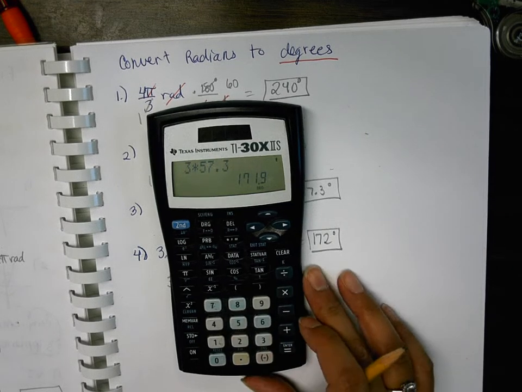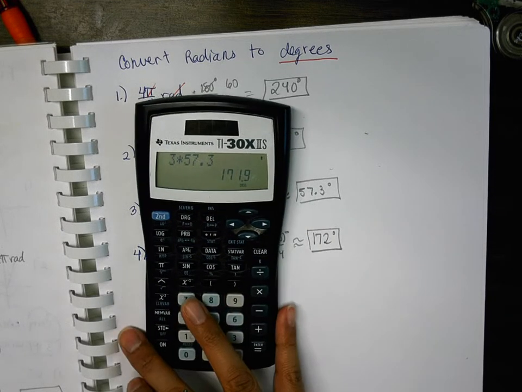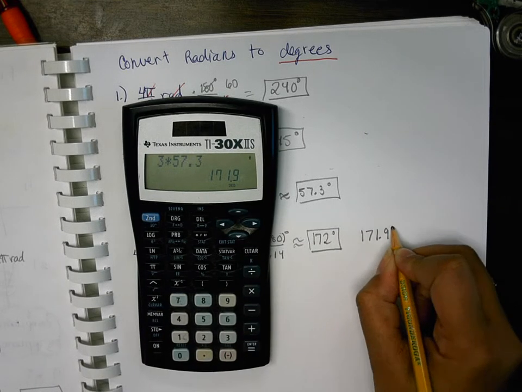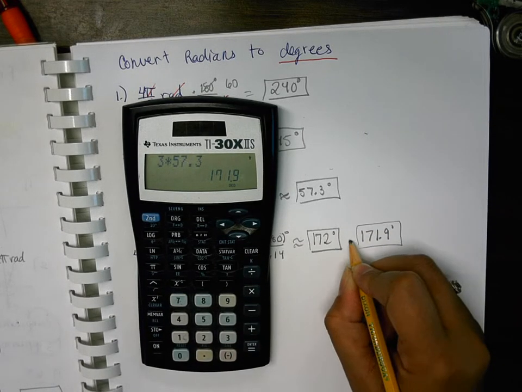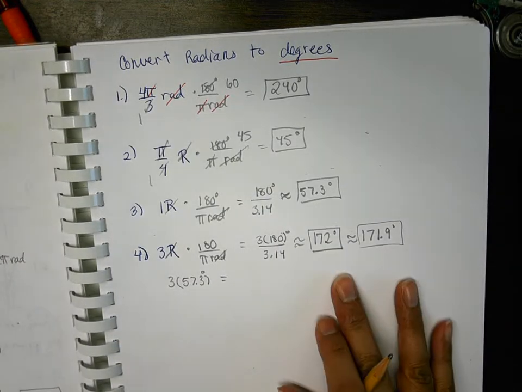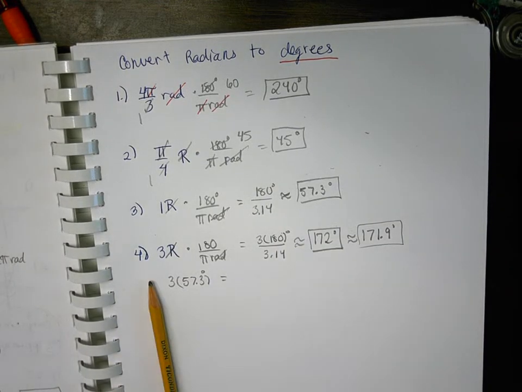do I get close? Yeah. Yep. This would be 171.9, and on the test, I would accept either one of those. Okay. I'd rather do it the other way, safe. Okay. So, yes. So you just took the answer from the last one and multiplied it by 3. Exactly.